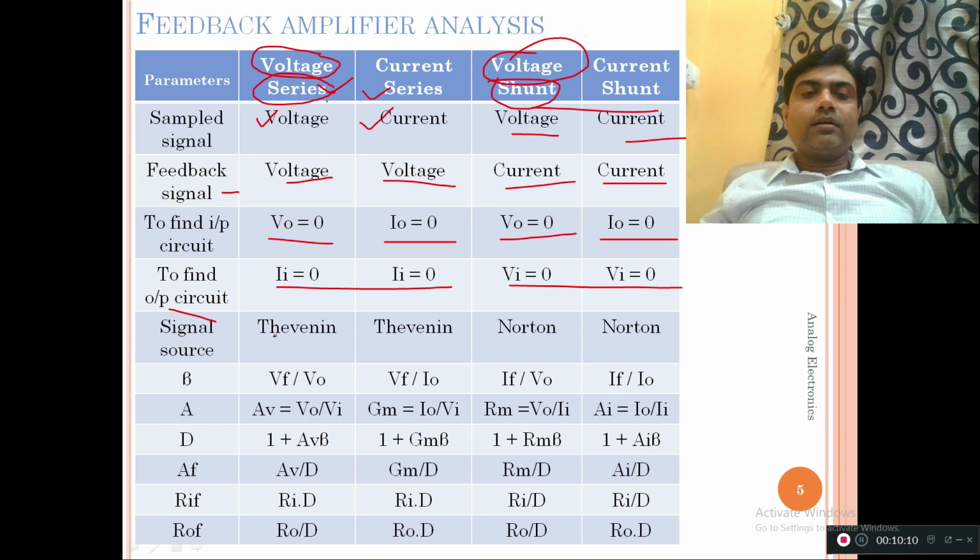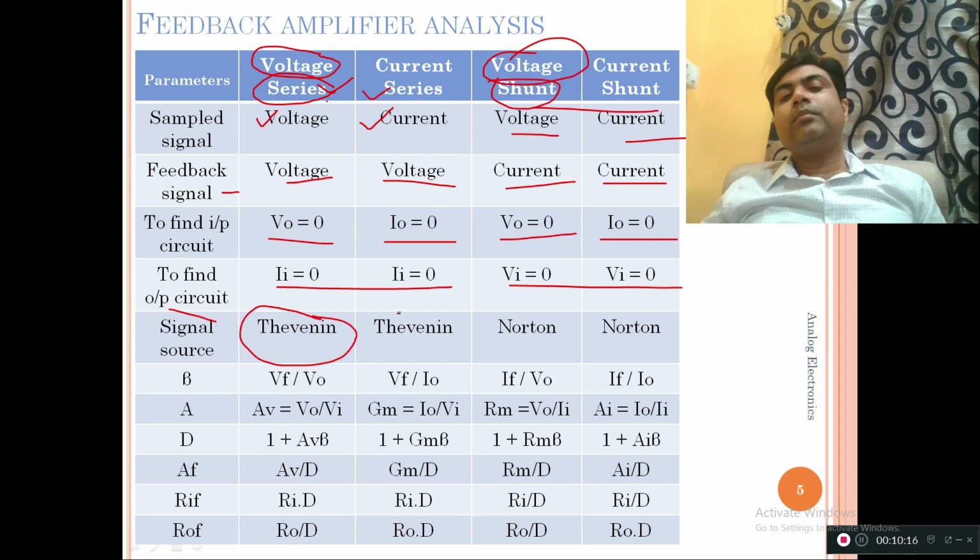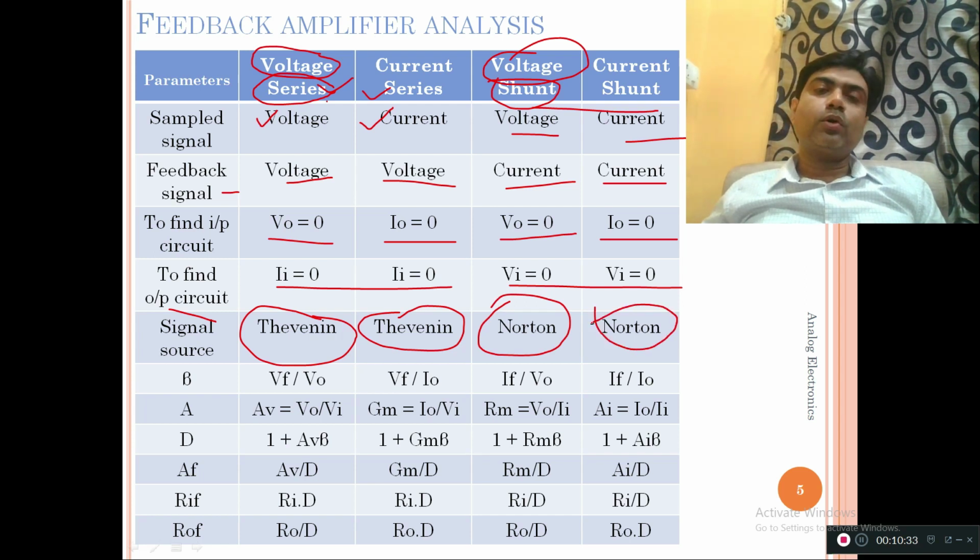Now since it is going to be Ii equal to 0, then obviously we have to make the Thevenin's sources because we are interested in mixing in voltage form, because we are doing the series mixing. And if it is shunt mixing, the last two columns, then obviously the forms will be of the Norton's form because we are mixing the currents with the source.